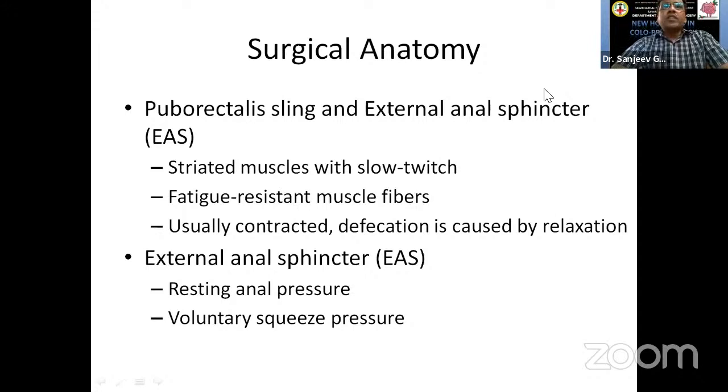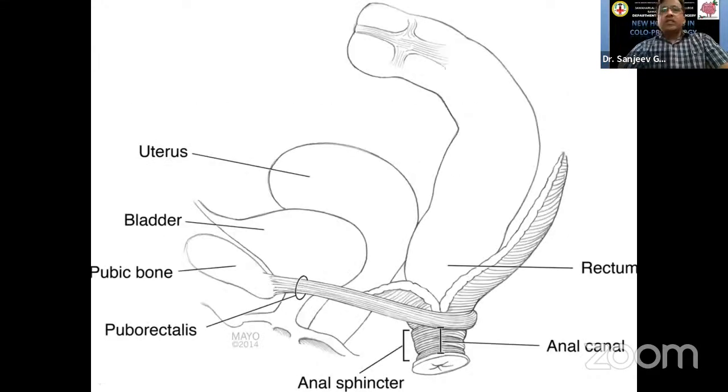So these muscles are usually contracted, and defecation is caused by relaxation of the muscles. The external anal sphincter leads to resting anal pressure, and voluntary squeeze pressure is also there. So when there is a voluntary squeeze, which we check on per rectal examination, it is usually because of the external anal sphincter. This is the diagrammatic representation of the puborectalis muscle with the anal sphincter and the angulation of the anorectal region.